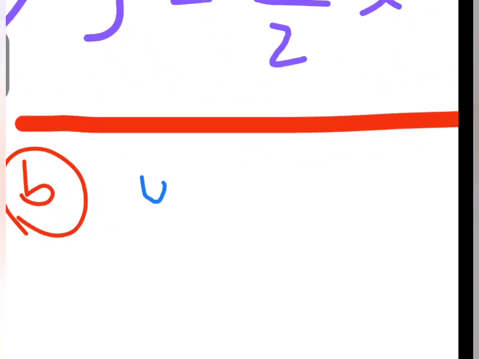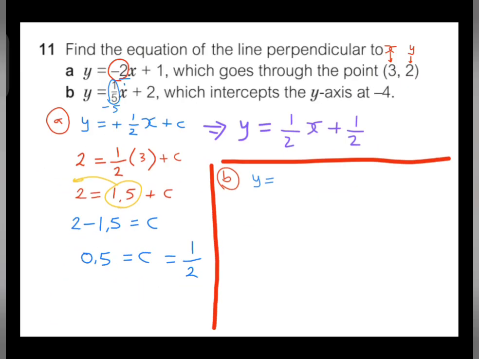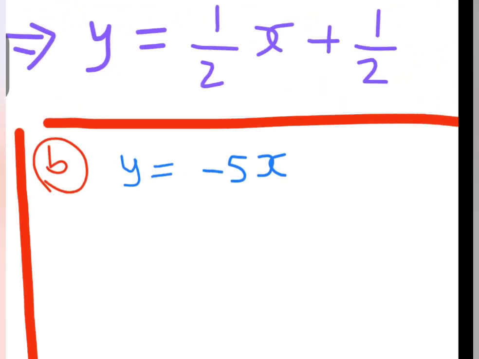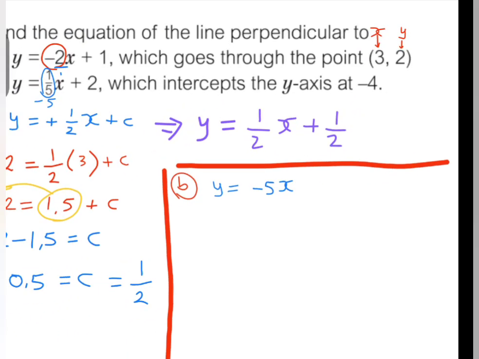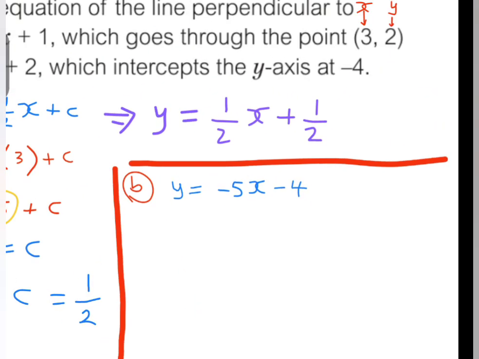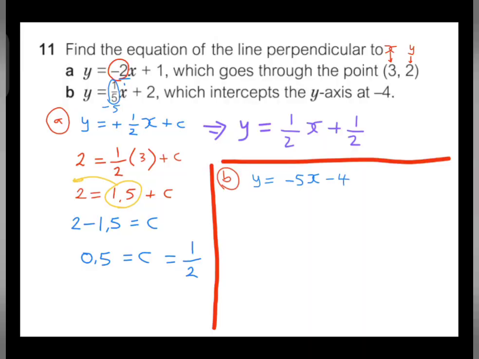So y equals, yes, -5x. And we found -5 by changing the sign of the gradient of this line, and then flipping the numbers, and it became -5. And now he gave us the y-intercept, which is -4. We just write it here, -4. And this is how you answer a question like this.